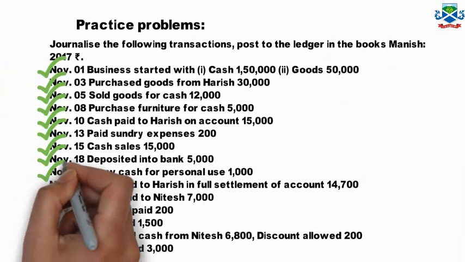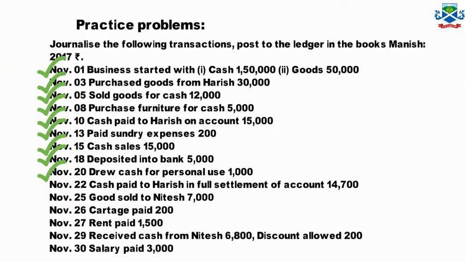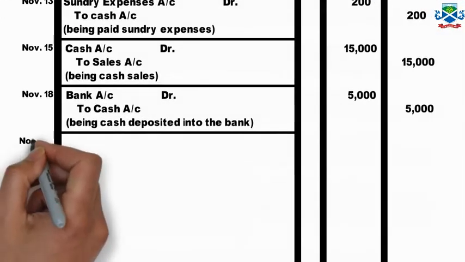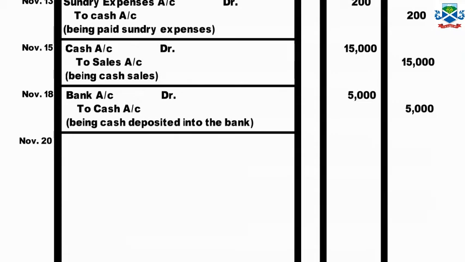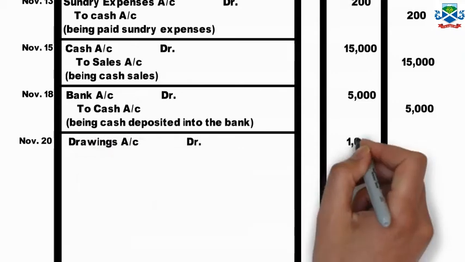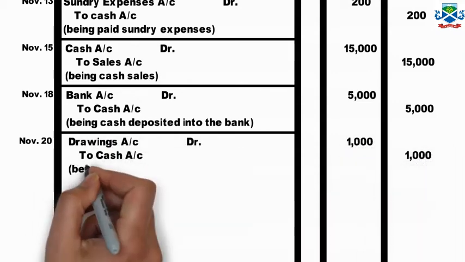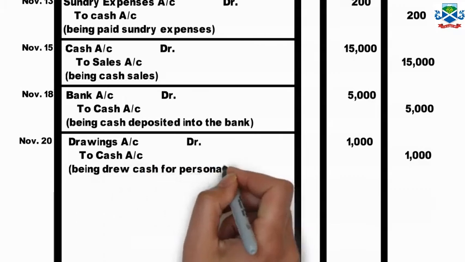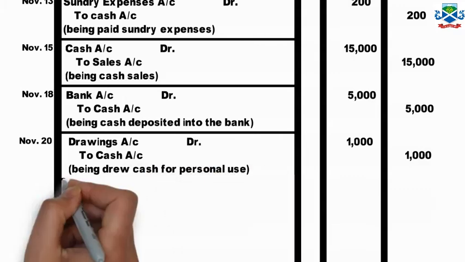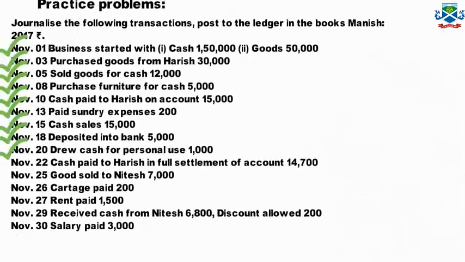Next transaction we have withdrew cash for personal use 1,000. So drawings is there because it's personal use, the owner is withdrawing cash. So drawings account debit to cash, cash goes out from the business, that's why cash credit. So being cash withdrawn for personal use 1,000.